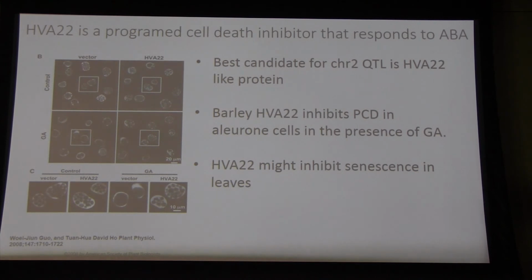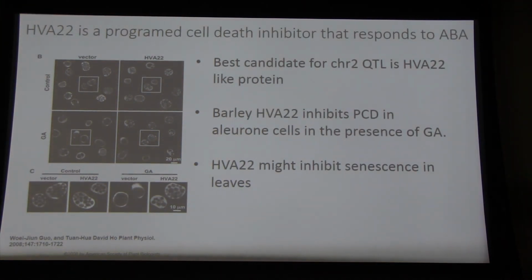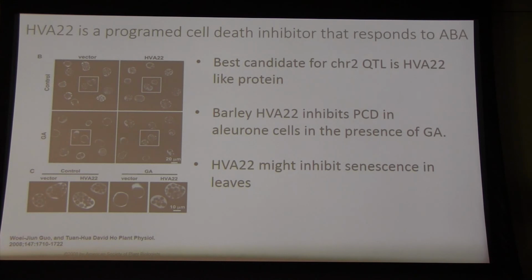But when you have overexpression of the HVA22 protein, you can see that the cell is not dead and it looks the same as the control conditions. And so this gene is inhibiting programmed cell death. And so I am hypothesizing that in leaves, this HVA22-like protein might inhibit programmed cell death that's involved in senescence, which we know is triggered in part by drought stress.